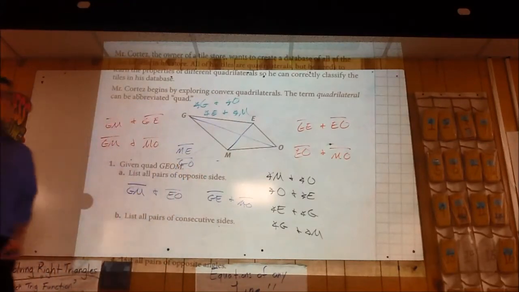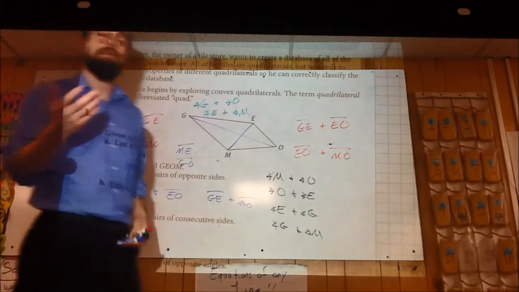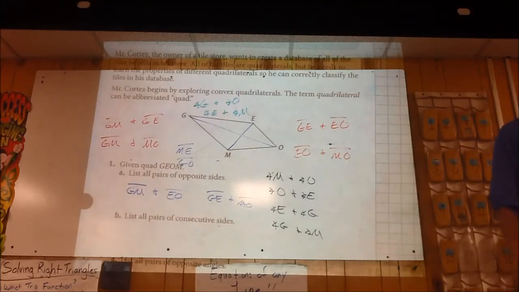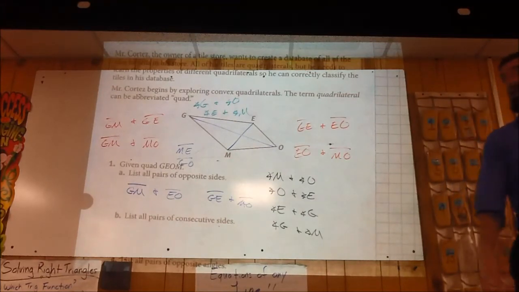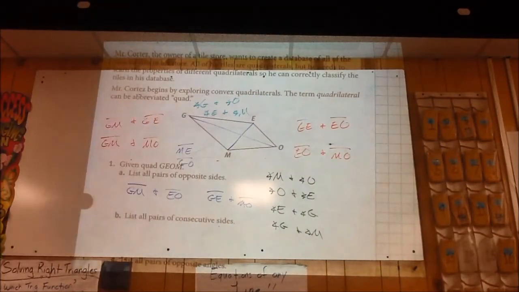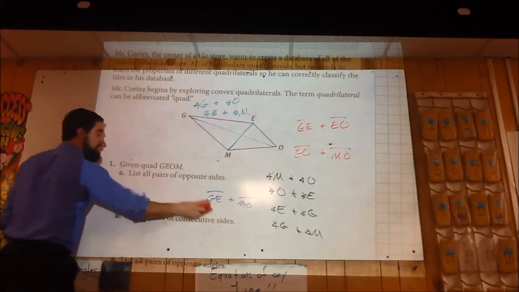GO. Sometimes the diagonals in different quadrilaterals, sometimes they'll intersect to form right angles, so they're perpendicular. Sometimes they'll bisect each other. Sometimes they'll bisect the opposite angles, all kinds of different stuff. So we'll look at those properties as well. Before we move on to the next page, I just want to go over how we name quadrilaterals.